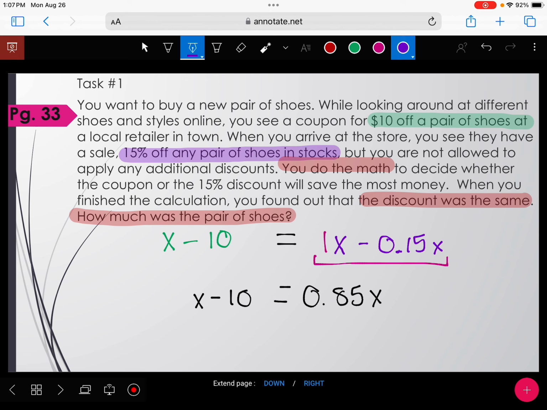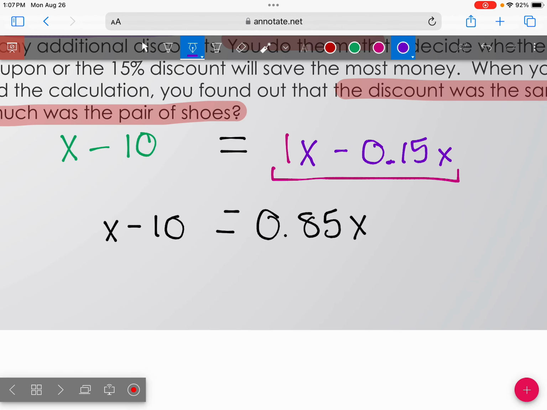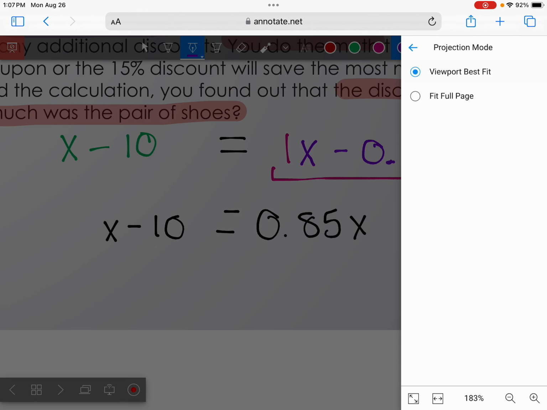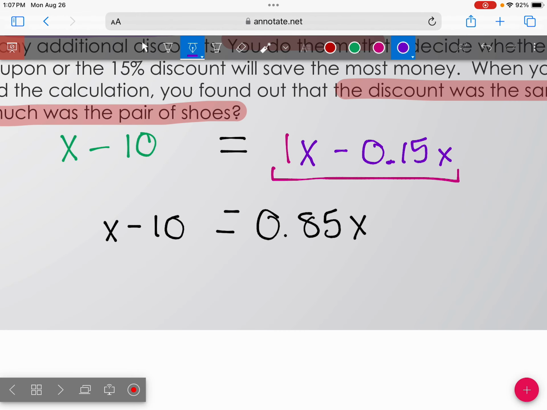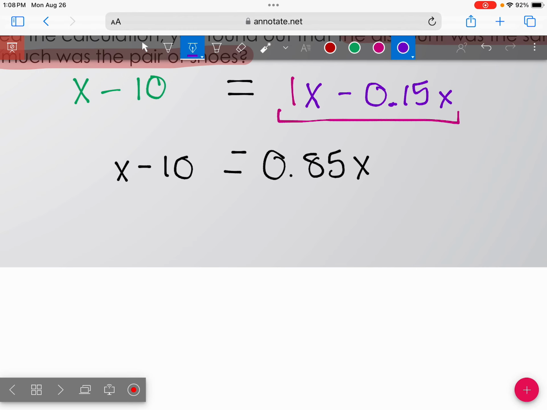So what do we do next to solve this? Add 10 to both sides? That's fine. I'm going to give us some more space down here. There are so many different paths through this. I'm just hitting add 10 because that's what I heard first and loudest. So if I add 10 to both sides, we have x equals 0.85x plus 10. I cannot combine them together because that's an x and a number.